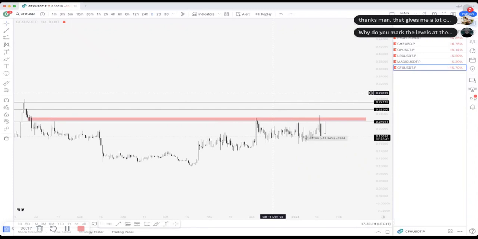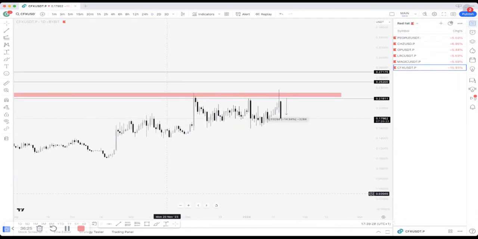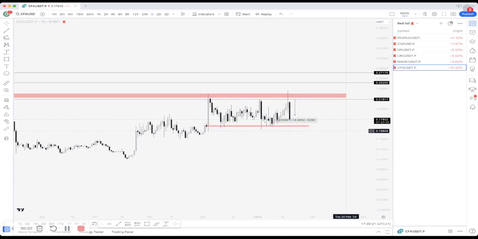Why do you mark the levels after consolidation instead of the wicks below and above? It's just how I do it. I mean, I don't have any reason for it. I just do. It's just the way I do it.